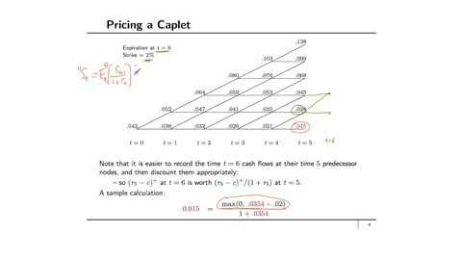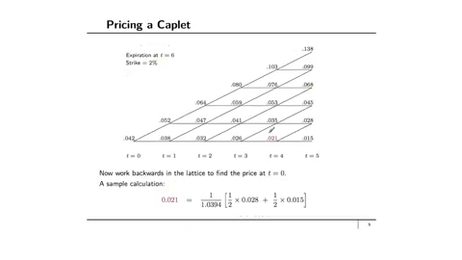If the security did pay a coupon at time t plus 1 or some intermediate cash flow at time t plus 1, we would of course inject that cash flow into this point here. And here we can see the lattice with all of the caplet prices displayed.